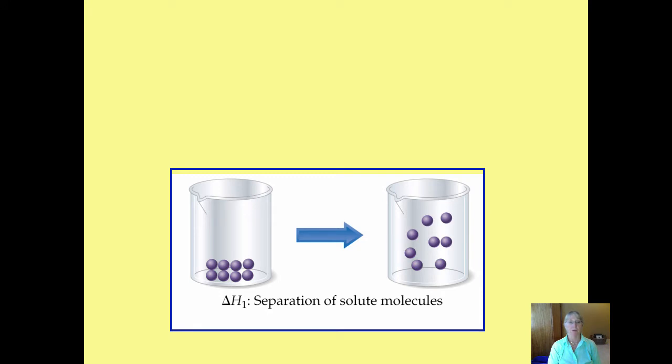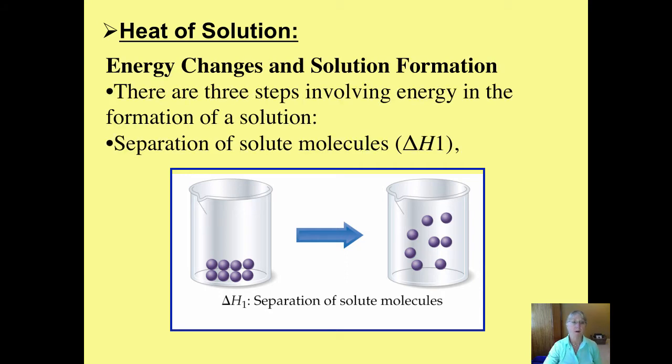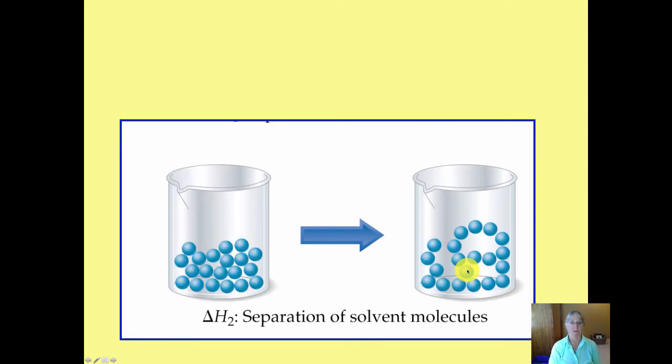Here's a lovely picture. Step 1. Purple balls stand for molecules or atoms of the solute. They have to separate from each other. See right here how they're close packed with each other? Something has to drive the breaking of those intermolecular forces. So now they've got some elbow room. That's the change in heat, step 1. It's endothermic. It costs energy.